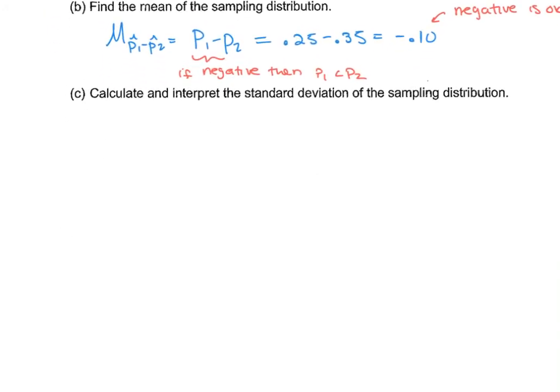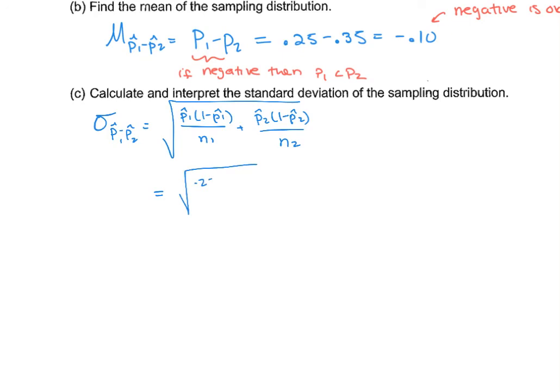So now let's calculate and interpret the standard deviation. So again, the formula here is the square root of p hat 1 (1 minus p hat 1) over n1 plus p hat 2 (1 minus p hat 2) over n2. And now let's plug in these numbers. 0.25 times 0.75 over 50 plus 0.35 times 0.65 over 40. Type that into your calculator carefully and you get 0.097.